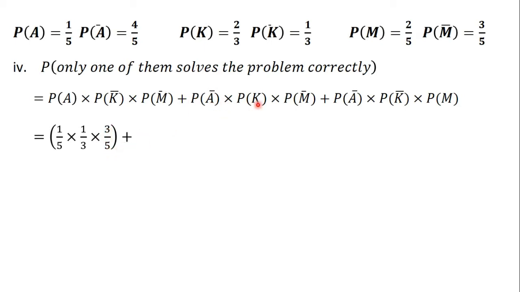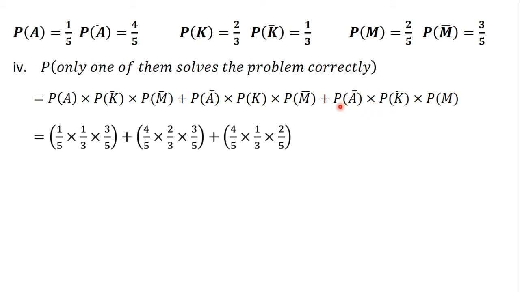Let's consider the second case. P(A complement) is 4 divided by 5. P(K) is 2 divided by 3. P(M complement) is 3 divided by 5. So for the second case, we are going to have 4 divided by 5 times 2 divided by 3 times 3 divided by 5. We have the addition sign here, so we bring it. Now we consider the last case.